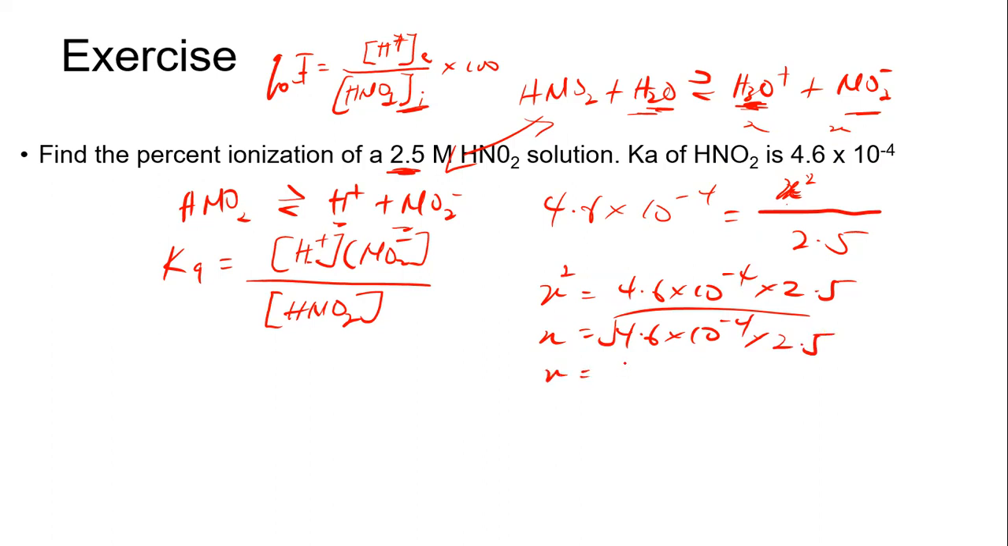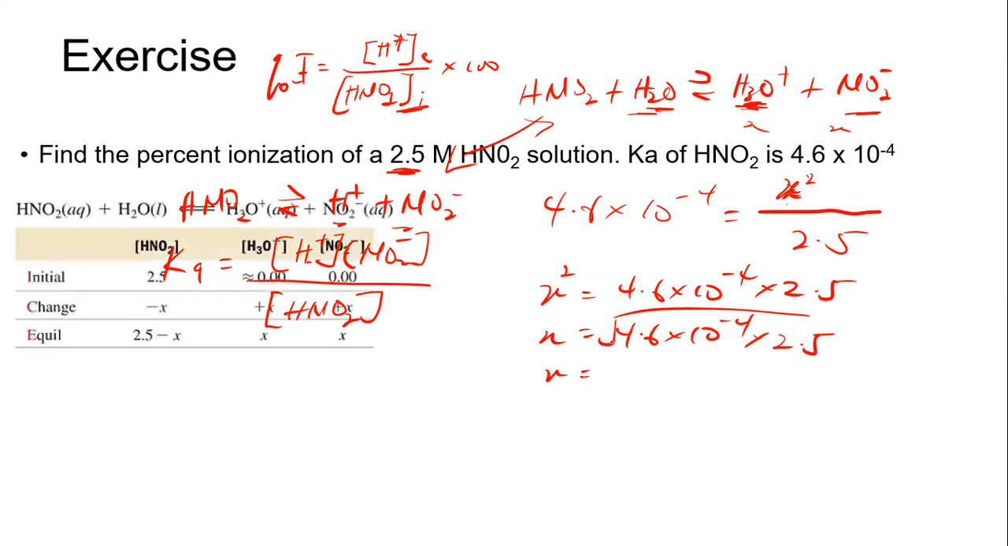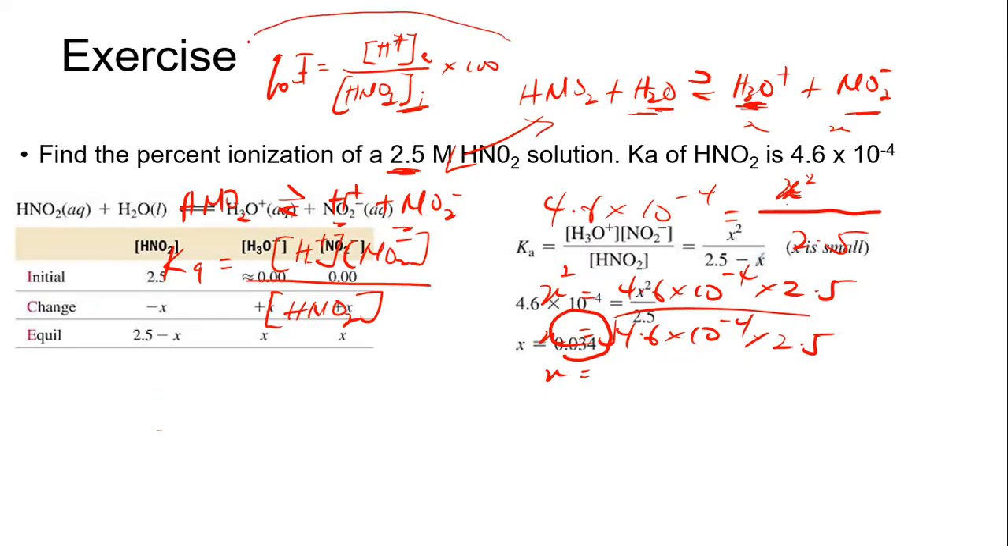Then I will get the value of x as has been illustrated here. So x will be 0.034. Right after that, we can find our percentage by incorporating the values we have gotten into this formula. Therefore, percentage ionization will be equal to the acid.